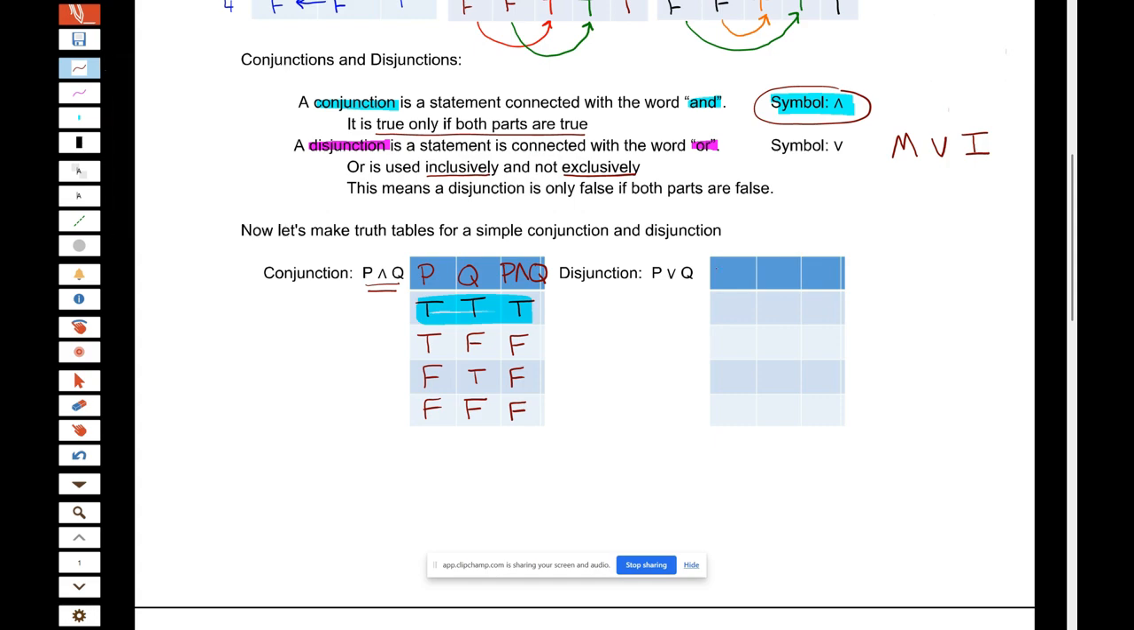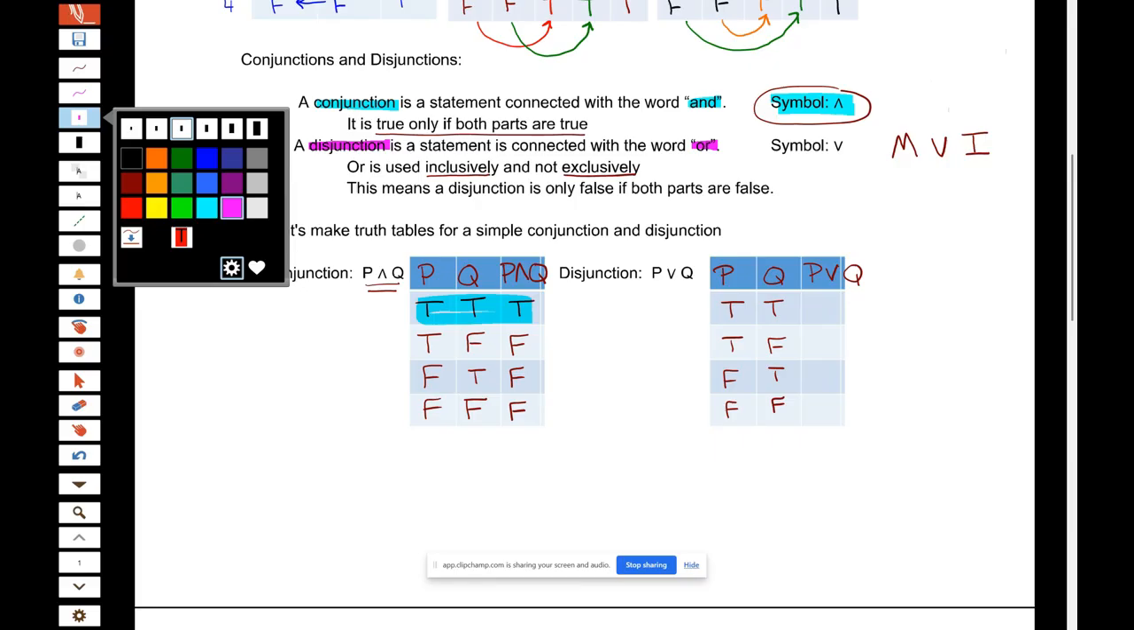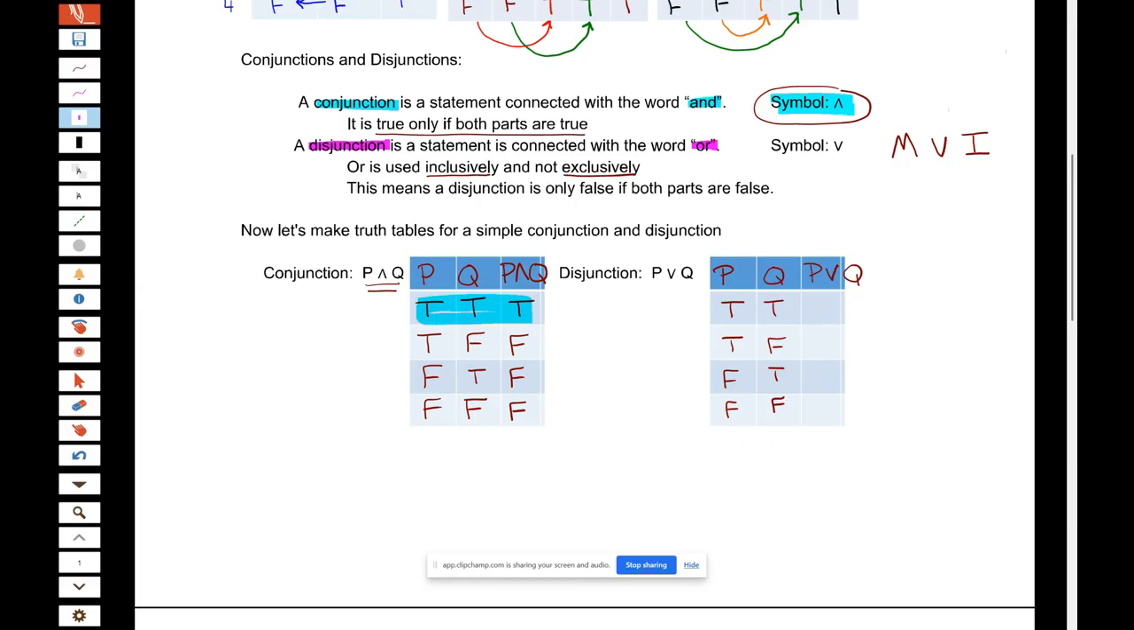All right, so we're going to set up our truth table for P or Q. So true, true, false, false, true, false, true, false. The only time an or statement in mathematics is false is if neither part happens. Okay, so that means this is where my false will be. If I give you both things or at least one of them, I am telling you the truth. So there we go.